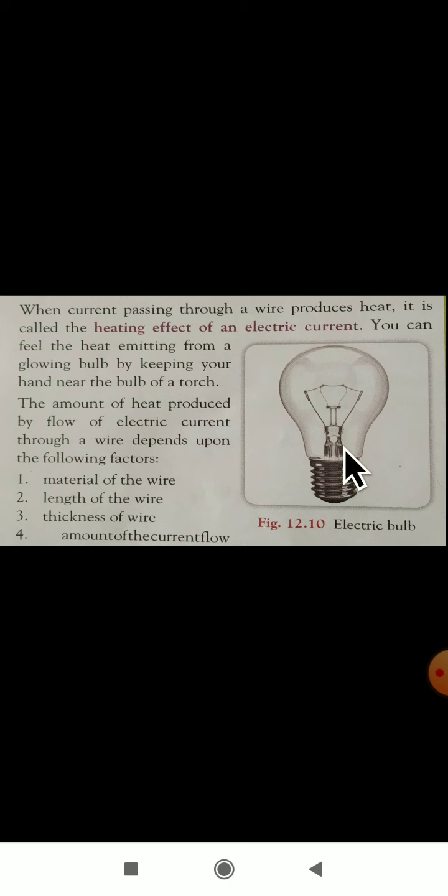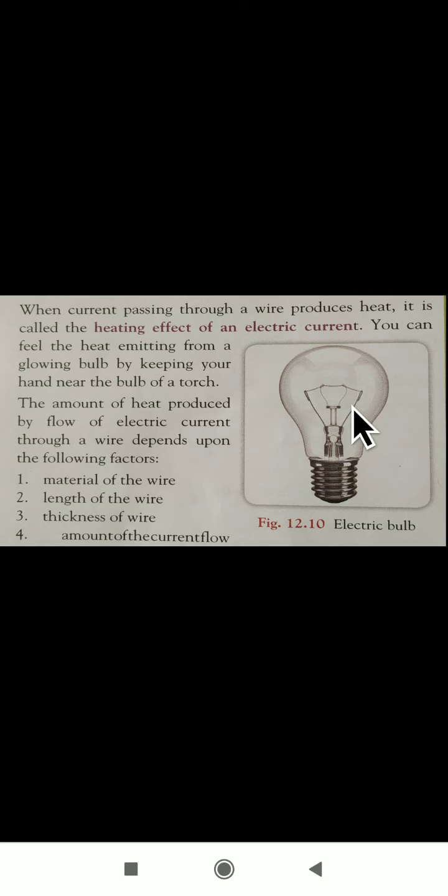Next you can observe here. When a current passes through a wire, it produces heat. It is called the heating effect of an electric current. Here is one of the important definitions. What is the heating effect of an electric current? When a current passes through a wire, it produces heat. It is called the heating effect of an electric current.